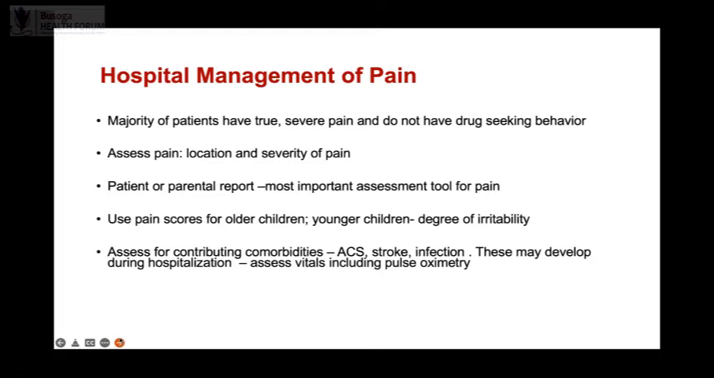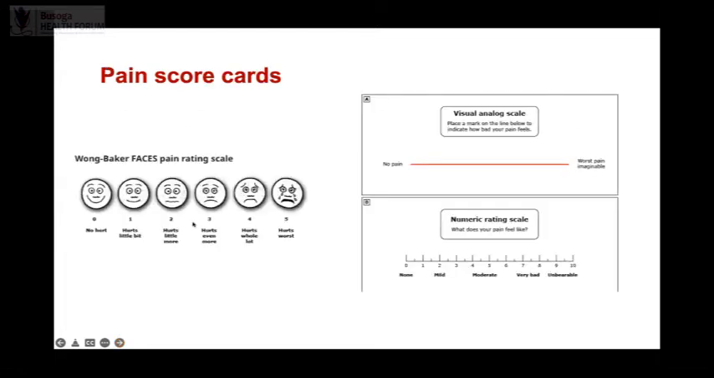They might have acute chest syndrome, they might have stroke, they might have infection. These also may develop during hospitalization for pain, so please assess for other underlying factors. These are some of the pain scores. For the older child, smiling, hurts a bit, and then hurts the most is crying. So for those older people, there's no pain, and then maybe worst pain imaginable, or you can use a numeric rating scale depending on how old your patient is.